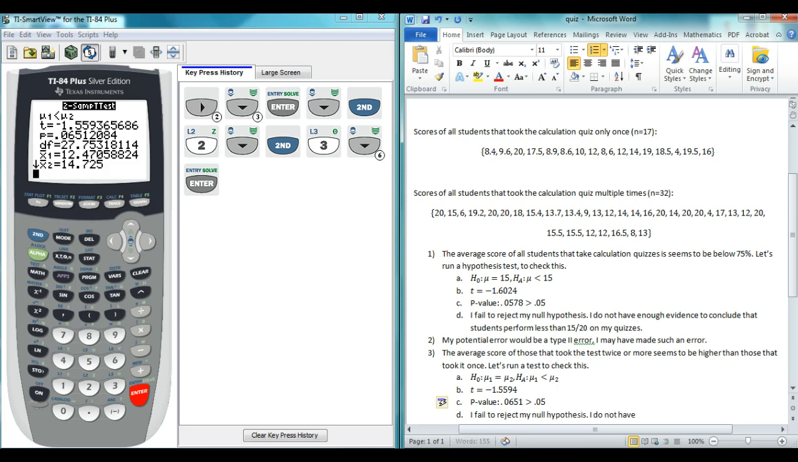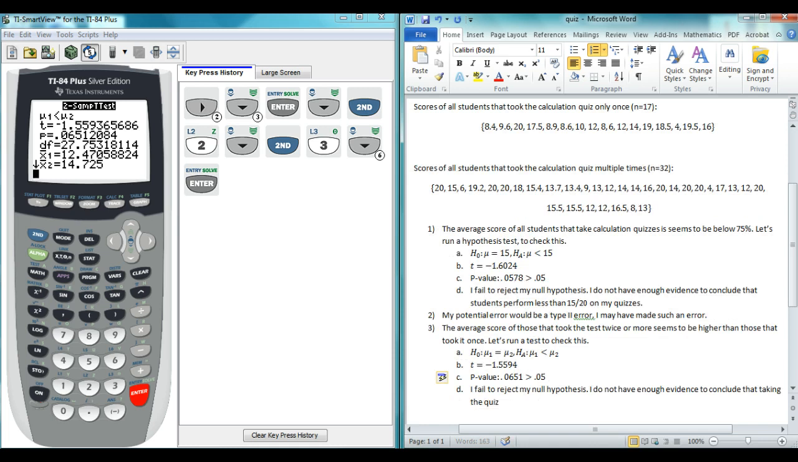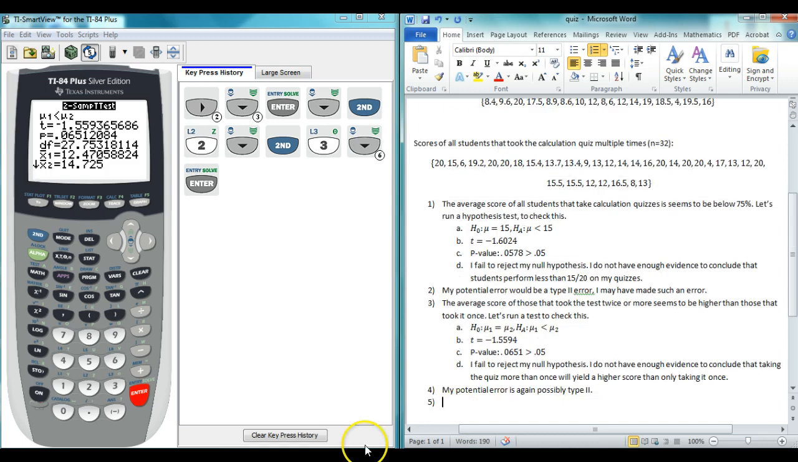I do not have enough evidence to conclude that taking the quiz more than once will yield a higher score than only taking it once. However, I'm still confident we still have one more calculation quiz to go, so we'll see how that last one turns out. Okay, so with those steps, my potential error here, again because I failed to reject, is again possibly type 2. Hope this helps. Thank you very much.